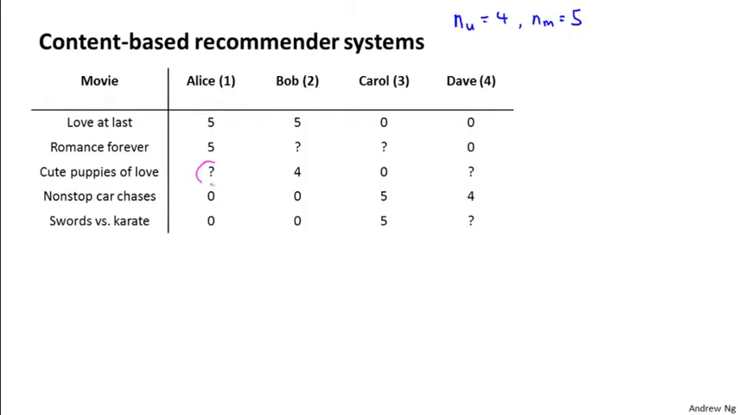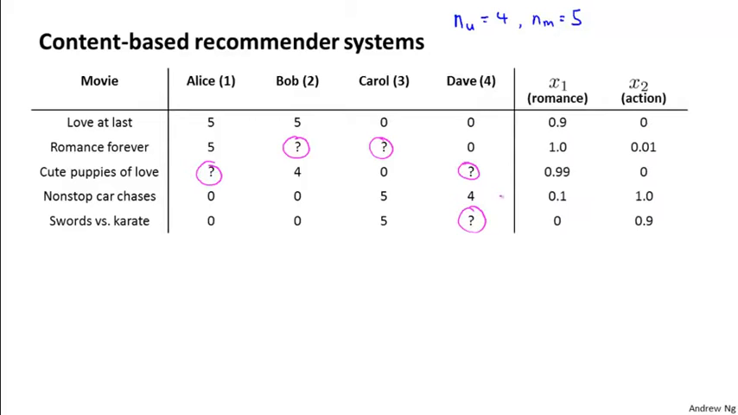So how do I predict what these missing values would be? Let's suppose that for each of these movies, I have a set of features for them. In particular, let's say that for each of the movies, I have 2 features, which I'm going to denote x1 and x2, where x1 measures the degree to which a movie is a romantic movie, and x2 measures the degree to which a movie is an action movie.